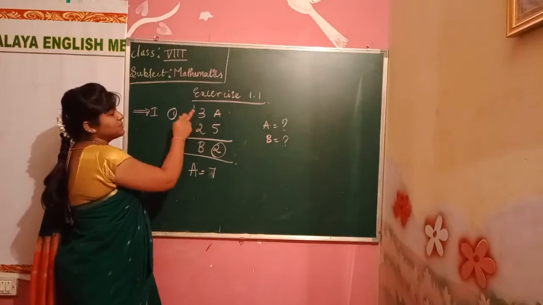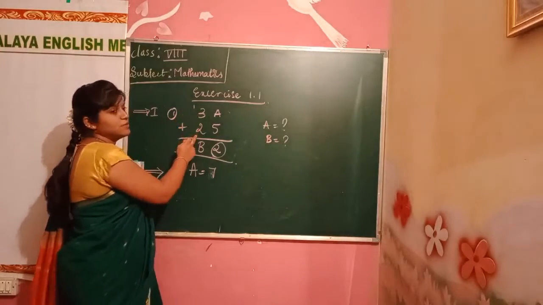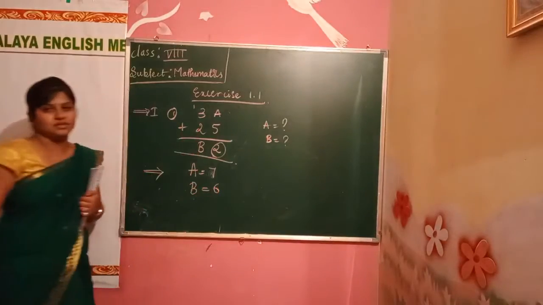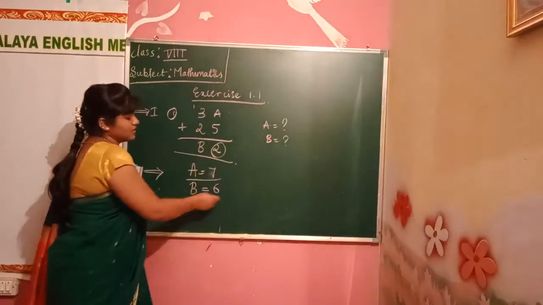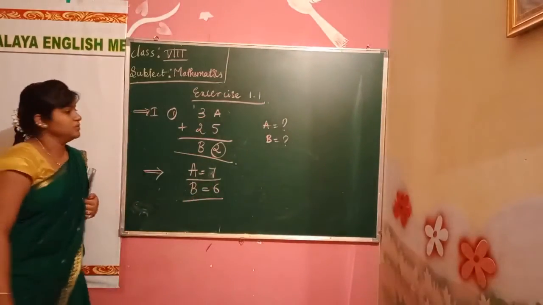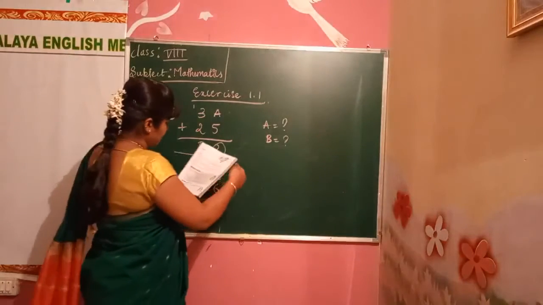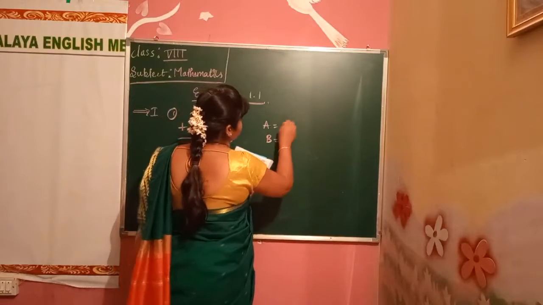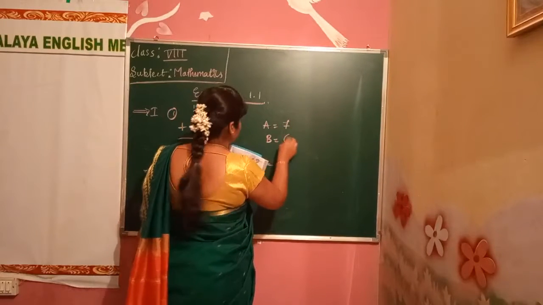Now add this. 3 plus 1 will be 4. 4 plus 2 will be 6. We got the answer of B also: 6. Yes, we got the value of A and we got the value of B also. We have to write this: A is equal to 7 and B is equal to 6.